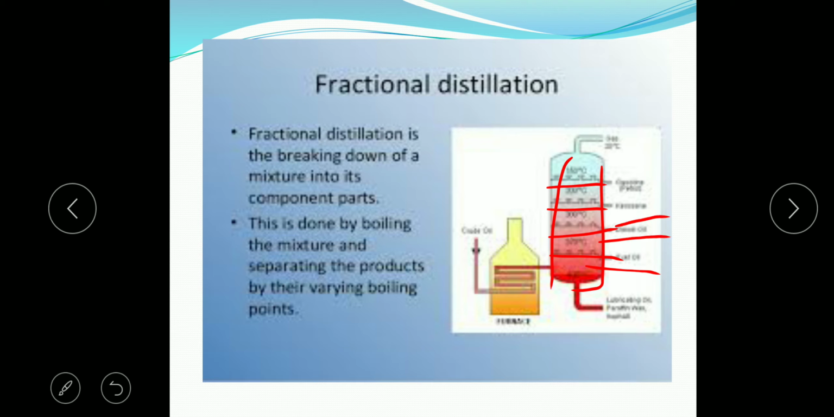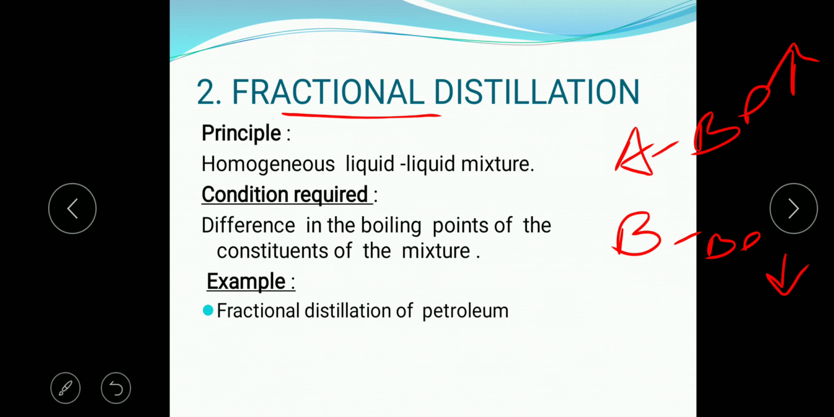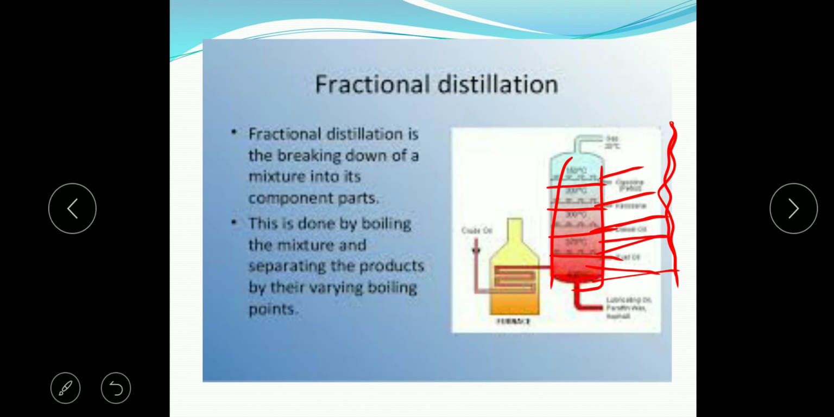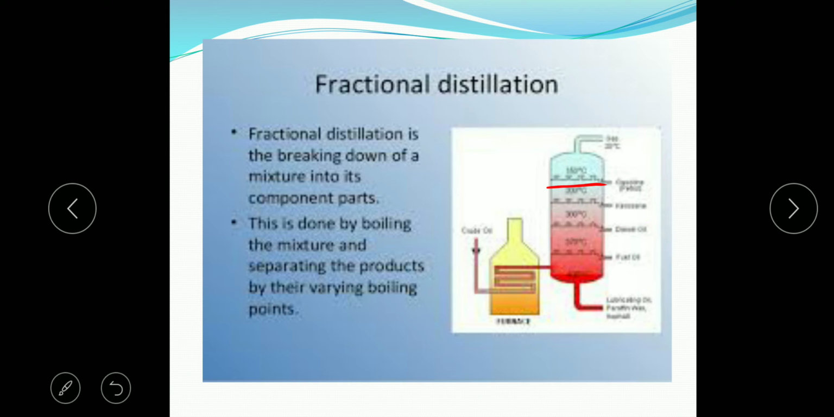So the constituents of the mixture with different boiling points will be obtained from the different chambers of the fractional distillation process. A single distillation chamber is divided into many sub chambers, so that is why it is known as fractional distillation, as you can observe in this diagram.